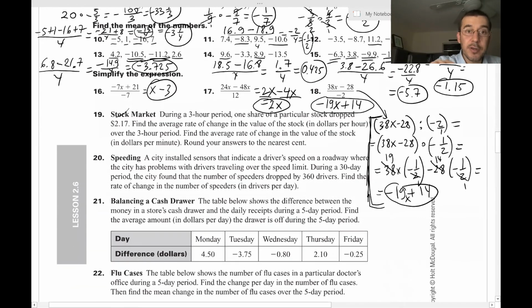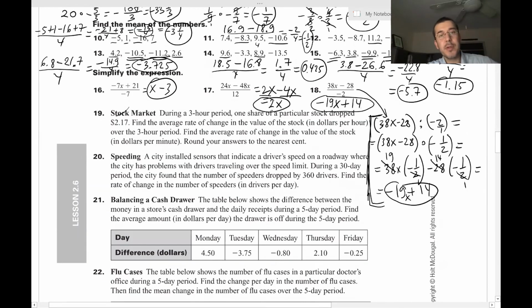19, stock market. During a 3-hour period, one share of a particular stock dropped $2.17.